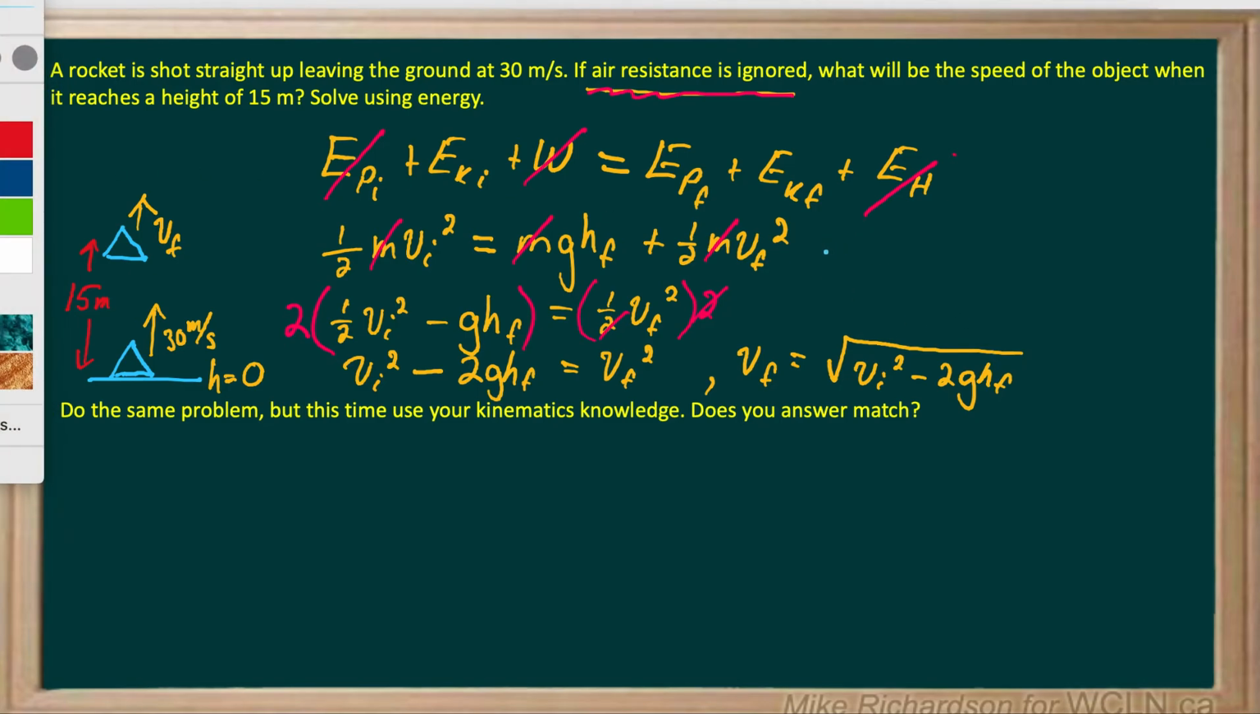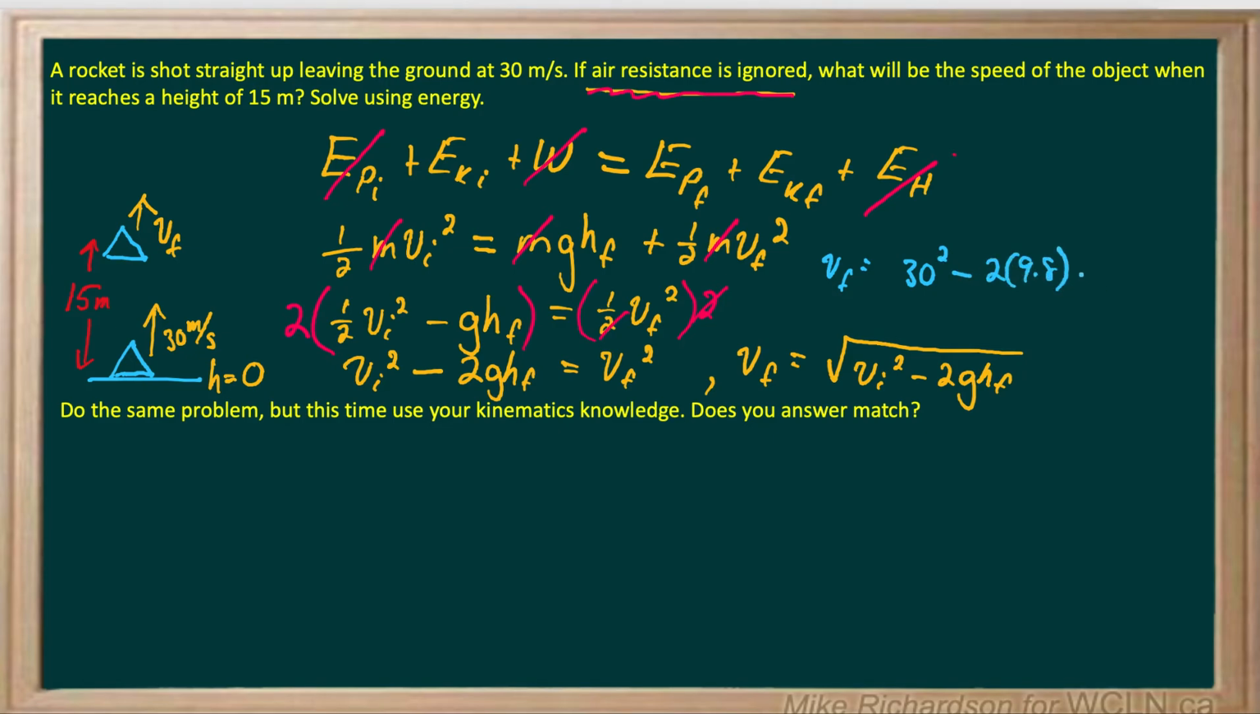Now when I put the numbers in, I get v final equals v initial squared, 30 squared, minus 2 times 9.8 times h final, which was 15. But I do have to take a square root of that whole thing. And when I do that, I end up with 24 meters per second. So by the time it reaches that 15 meter mark, this rocket has slowed down to a speed of 24 meters per second.